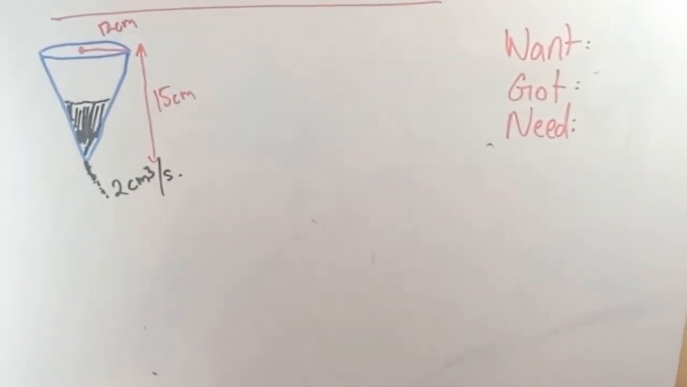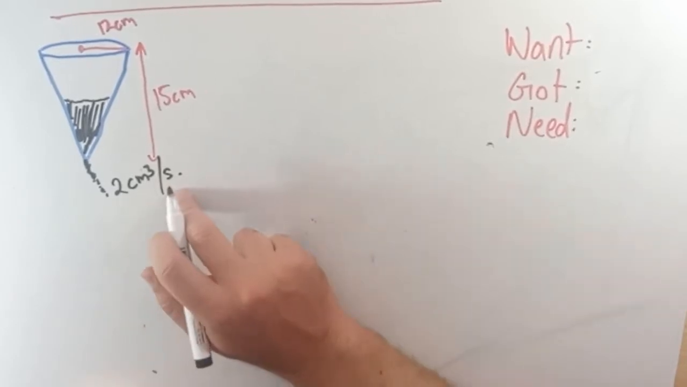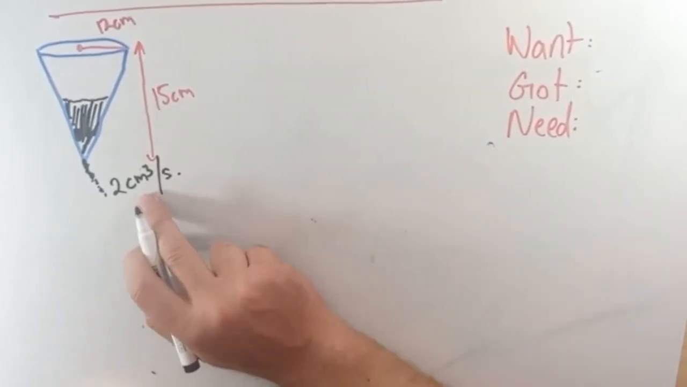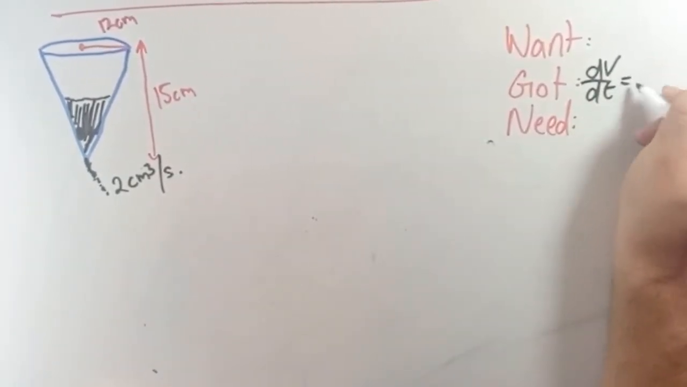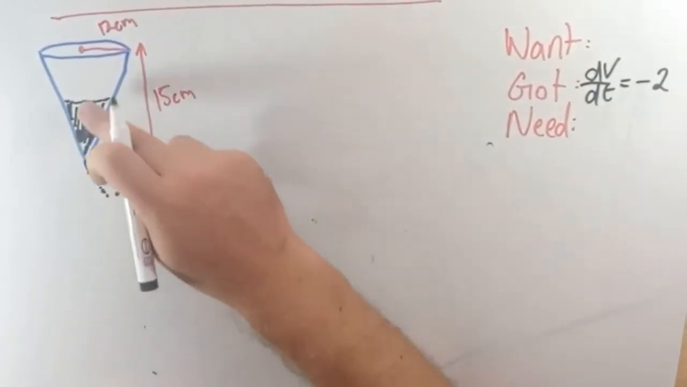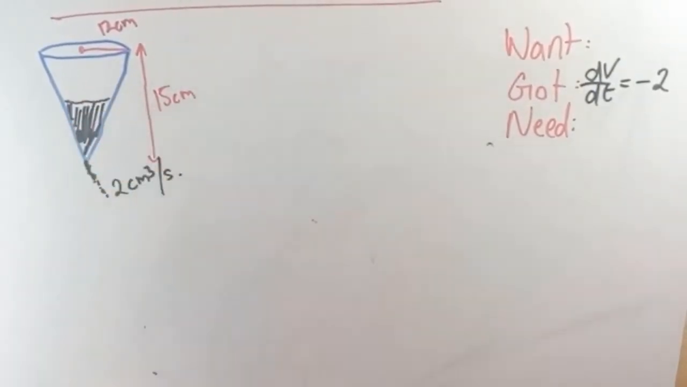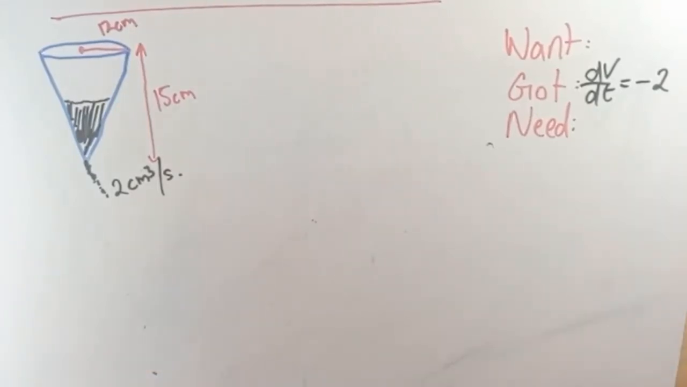Okay, so we've already worked out what we've got. We've been given 2 centimeter cubed per second, so this is dV/dt. So dV/dt equals -2. We're leaking out, so the volume in the cone is going down all the time by this much.